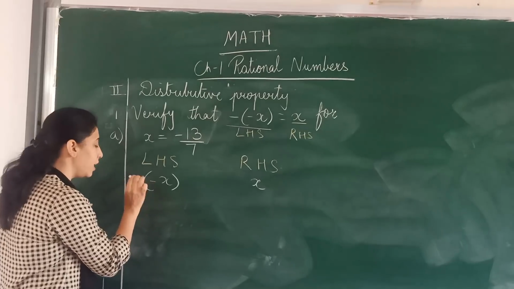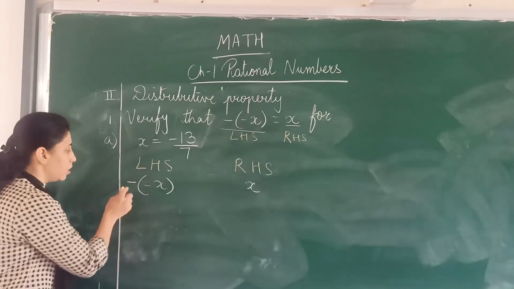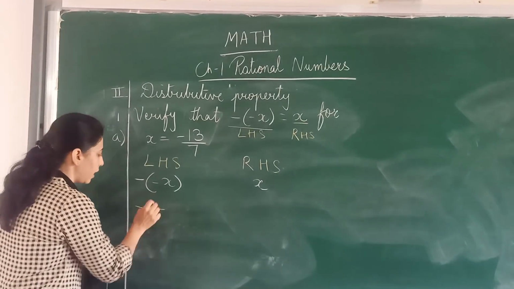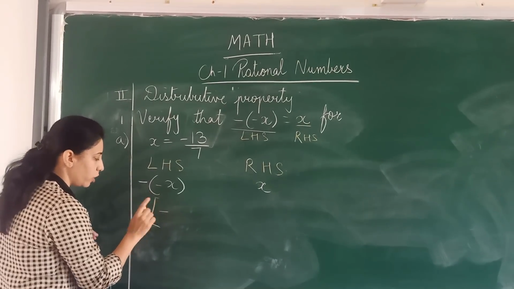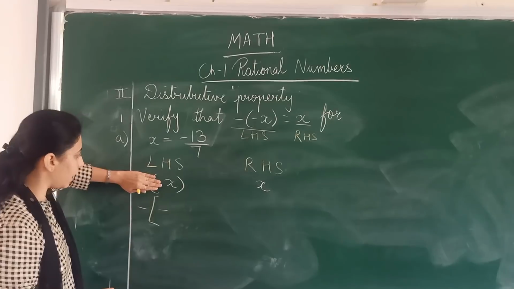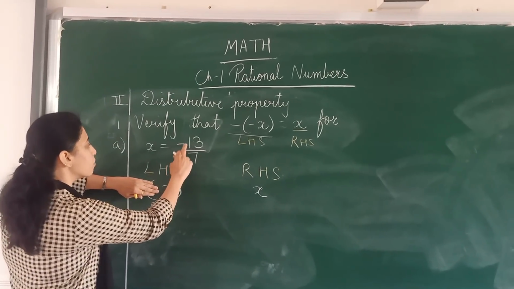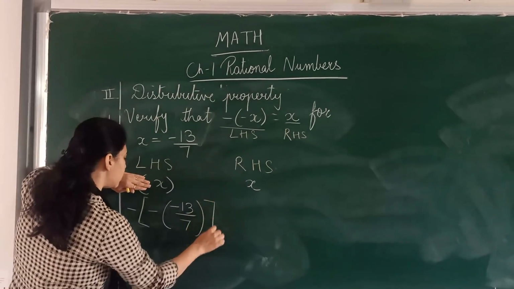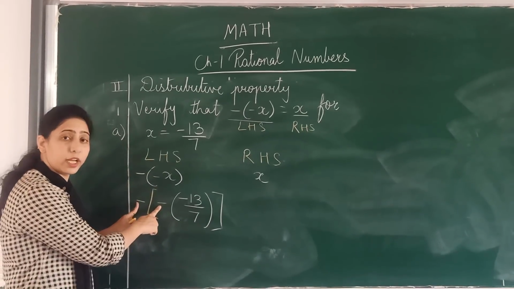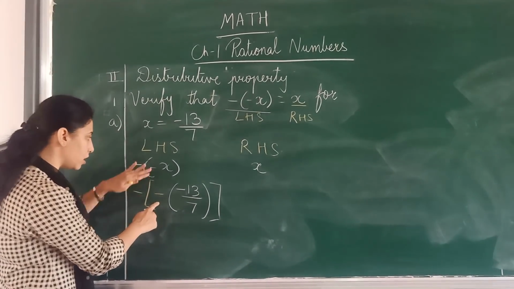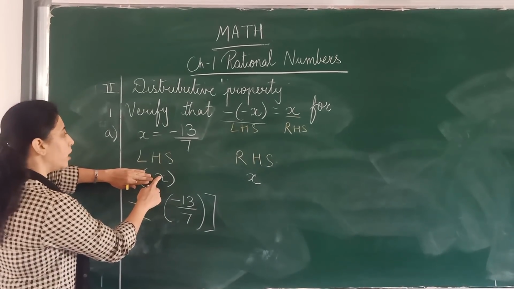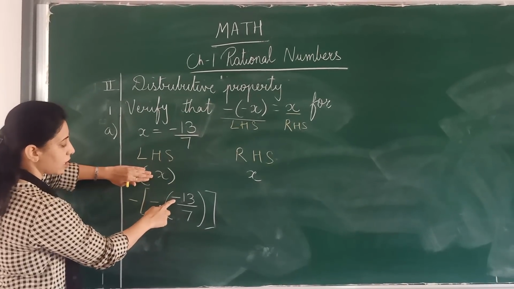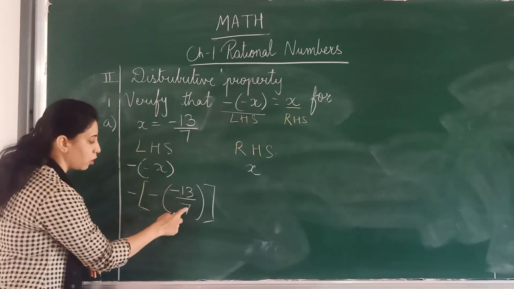So in place of x we are going to write minus 13 upon 7. So these two minus signs, just pay attention, this minus and this minus, you are going to write as it is. And what is the value of x? I am just hiding this now. Value of x is minus 13 upon 7. So again I am going to put it in the bracket, minus 13 upon 7. Don't get confused with two negative signs. These two negative signs will come as it is. The value of x is a negative rational number, so the minus sign will come for the value of x here. So minus 13 upon 7.